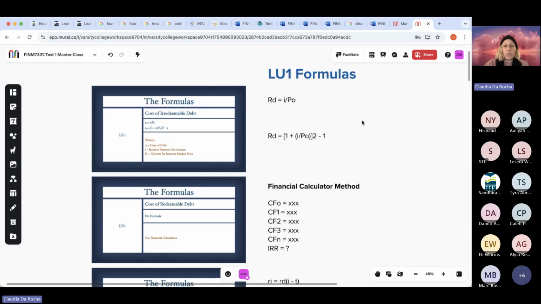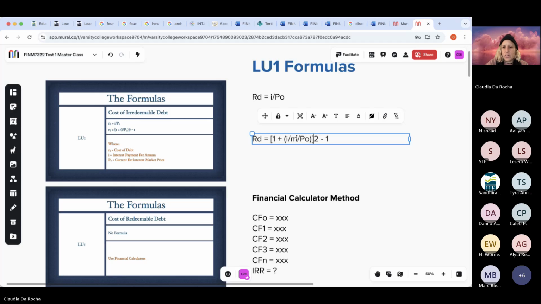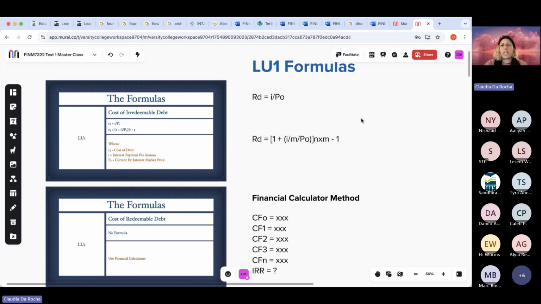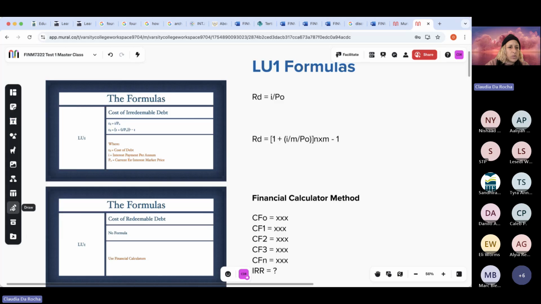Okay, so as we did say, learning unit 1 formulas. Basically, in terms of your irredeemable debt, there are 2 formulas. Right, so the first one is RD is equal to I over PO, I being the interest payment amount. So what's critical is that it is an interest payment amount.